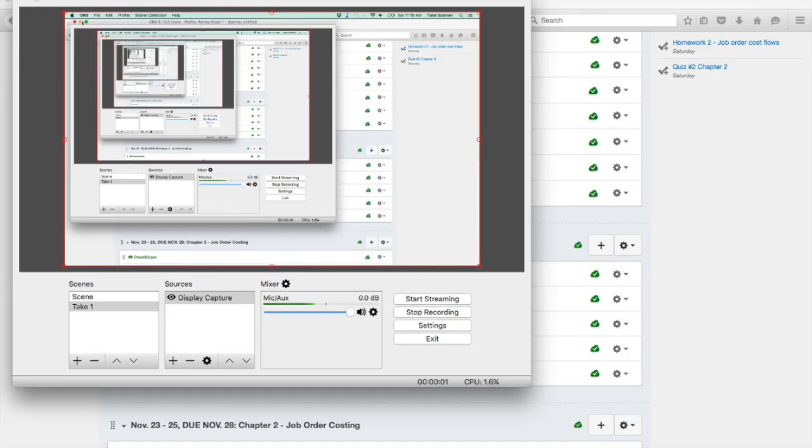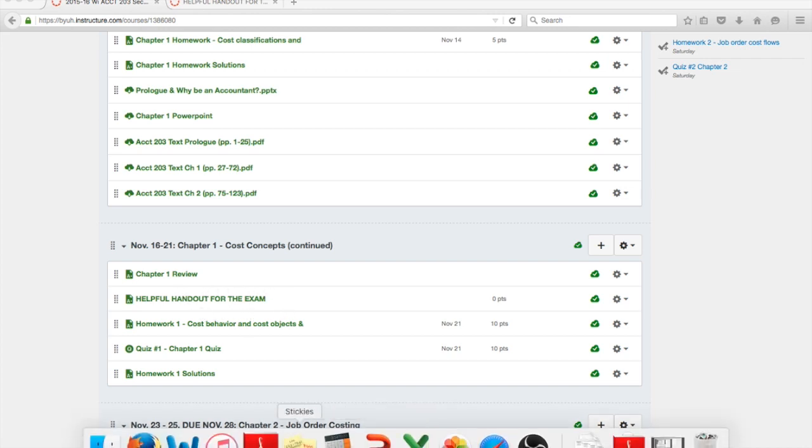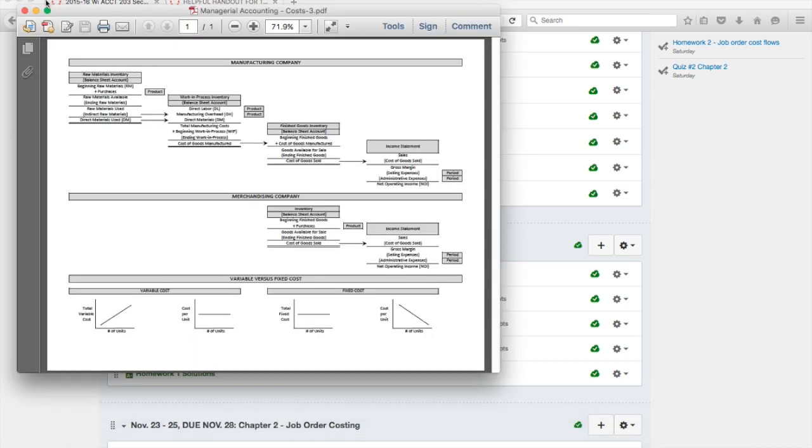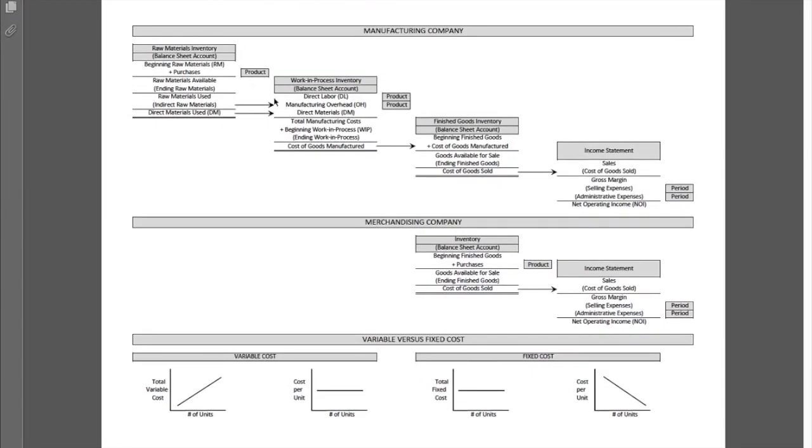Okay, so if you look in Canvas, you can see this helpful handout for exam 1. I pulled that up, and as you can see here, kind of small, let me make it a little bit bigger. It has all of the formulas that you'll need to know for the exam. And so you can calculate the cost of goods manufactured, the cost of goods sold.